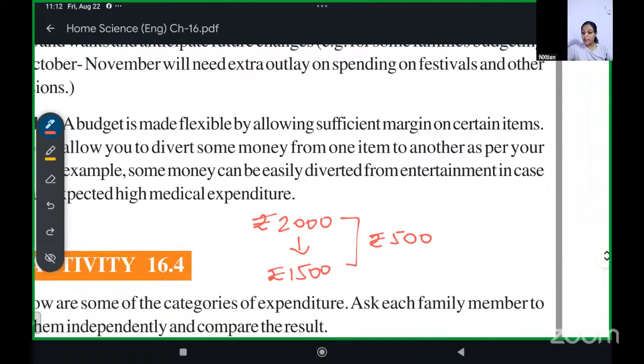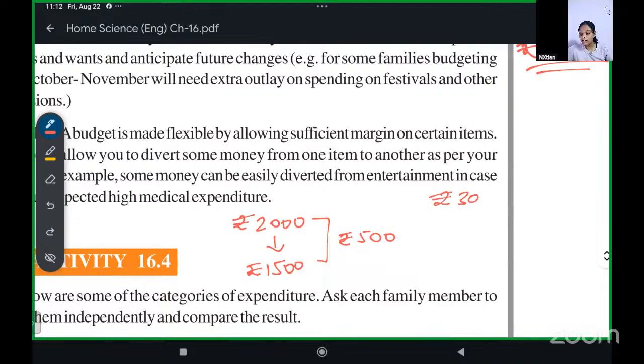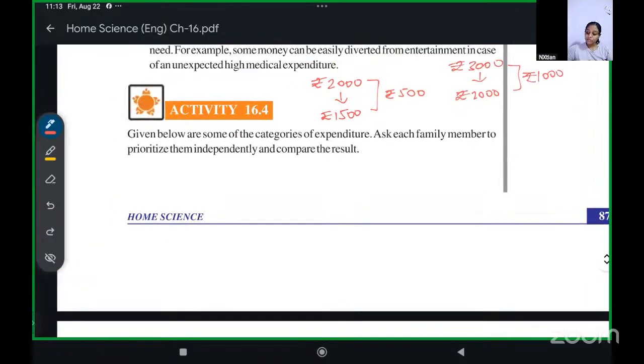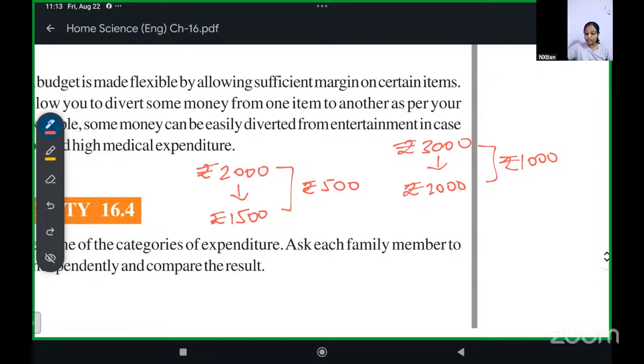Same with food. I allocated rupees 3,000 for outside food. Say this month I only ate outside food worth rupees 2,000. So this 1,000 rupee gap that came can be given to another important thing. This is flexibility. But it shouldn't be more than this. Like clothes, if the budget is 2,000, I shouldn't go buy 2,500. This would be wrong. If I've made food 3,000 in the budget, I shouldn't go eat 4,000.